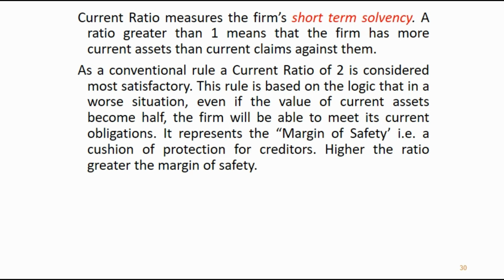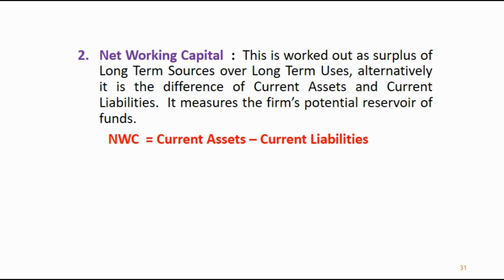Now current ratio measures the firm's short-term solvency. A ratio greater than 1 means that the firm has more current assets than current claims against them. Okay. Net working capital is worked out as a surplus of long-term sources over long-term uses. Alternatively, it is the difference of current assets and current liabilities. It measures the firm's potential reservoir of funds. So if you have to calculate net working capital, you just subtract current liabilities from current assets.